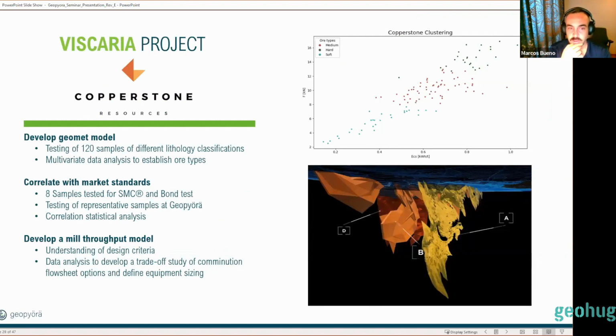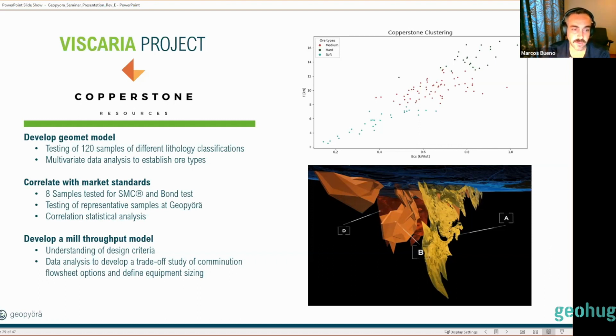And then Copperstone, a copper project in our neighbor country Sweden, in Lapland, near Kiruna, where they have the famous magnetite mine. They are developing this copper project. They already tested 120 samples with us, and they are going to send another 2 batches of 120 samples, totaling 360. They did some benchmarking tests against SMC and Bond, which were close, and that gave them confidence.